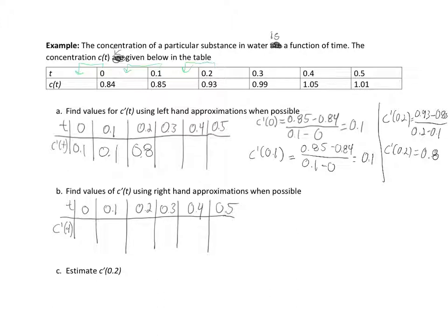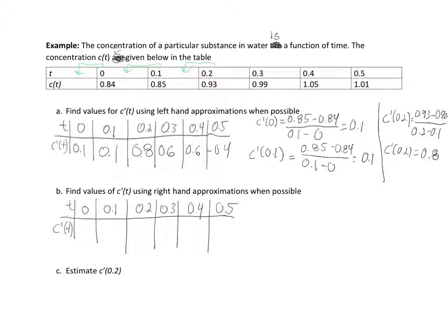This time I'd like you to take a second and see if you can figure out what you think those other three will be using left-hand approximations. So now might be a good time. Pause your video and see if you can figure out those other three. Okay, so hopefully you took a second to do that. For 0.3, we would use the value to the left, and you would get 0.6. For 0.4, you would use the value to the left of 0.99, and you get 0.6. And interestingly enough, for this last one, 0.5, if you use the value to the left, you'll get negative 0.4.